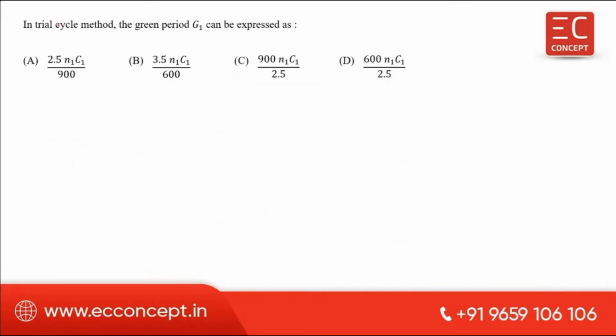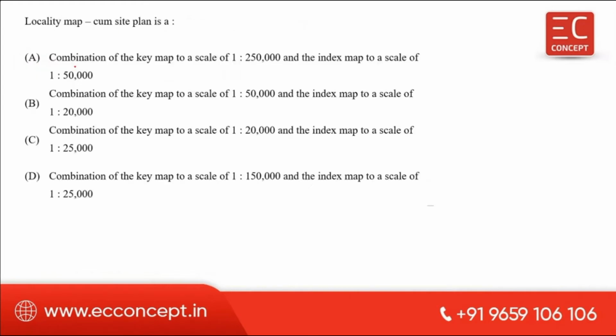Next question. In the trial cycle method, the green time G1 is expressed as 2.5 N1 C1 divided by 900. Next one. The locality map cum site plan is a combination of the key map to a scale of 1 is to 2,25,000 and the index map to a scale of 1 is to 5,000. So this is the answer.